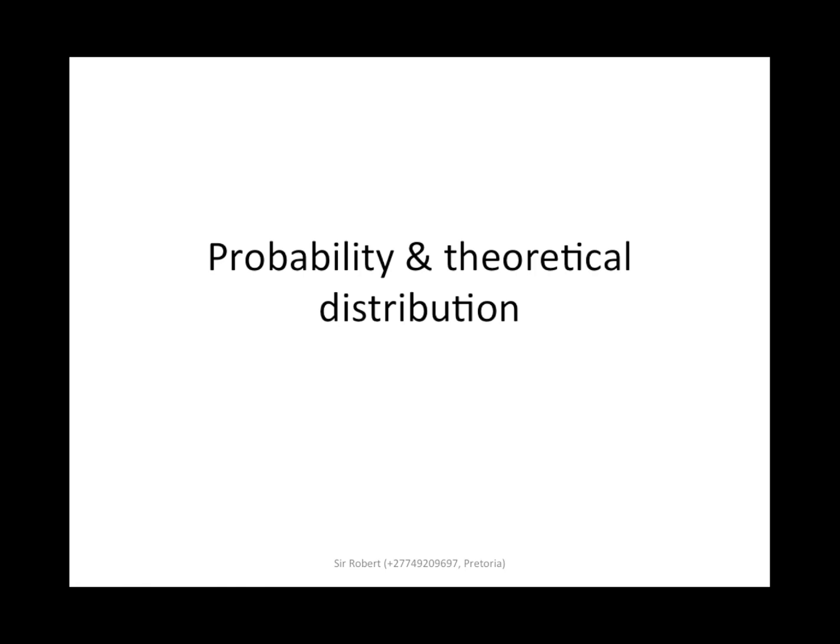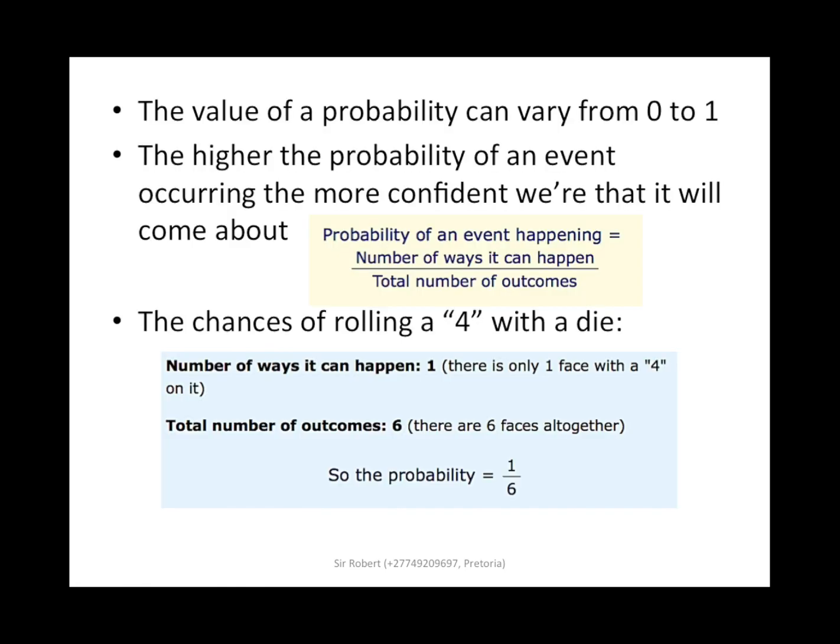Probability and theoretical distribution. The value of a probability can vary from 0 to 1. The higher the probability of an event occurring, the more confident we are that it will come about. So the probability of an event happening is the number of ways it can happen divided by the total number of outcomes.